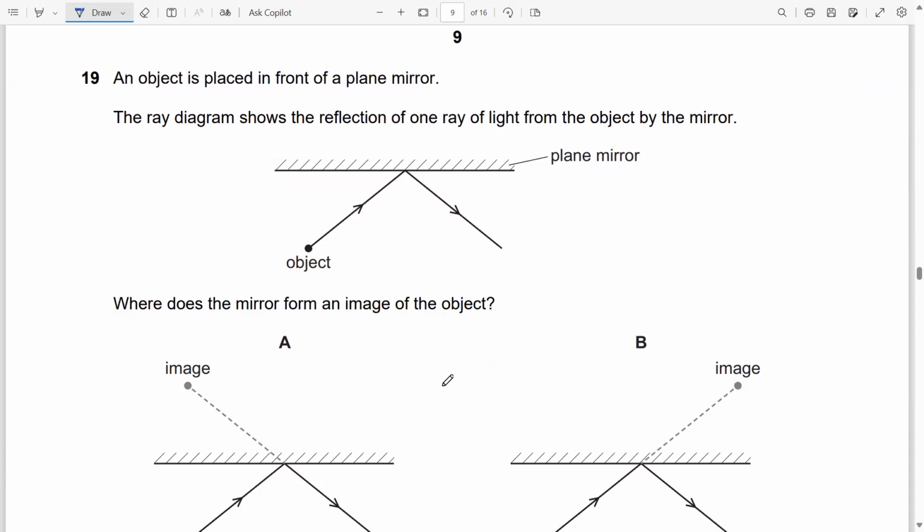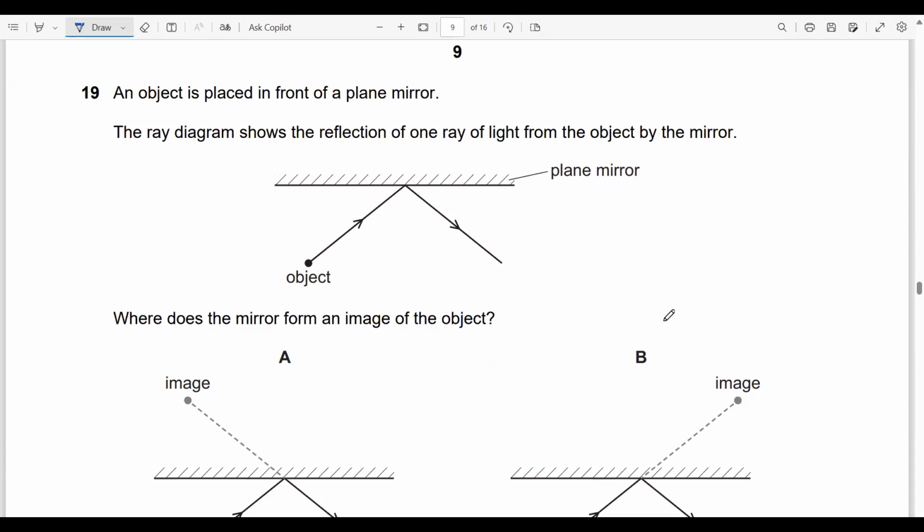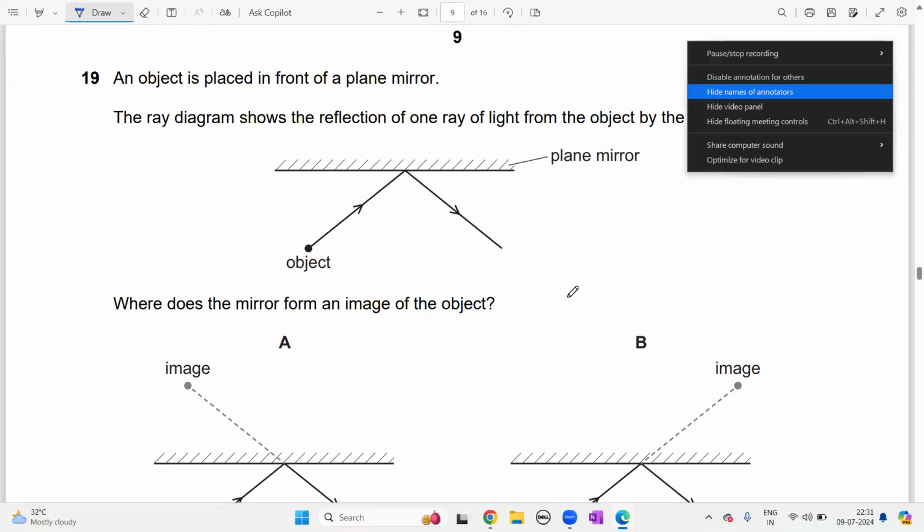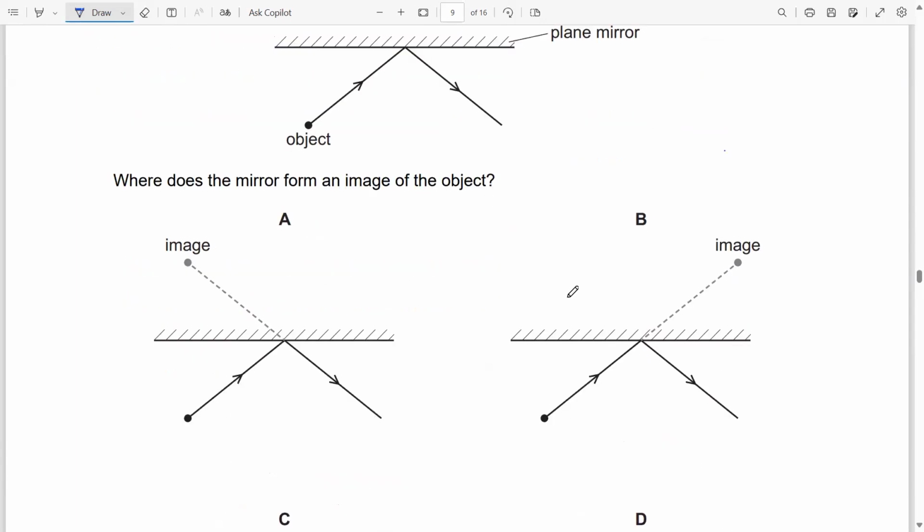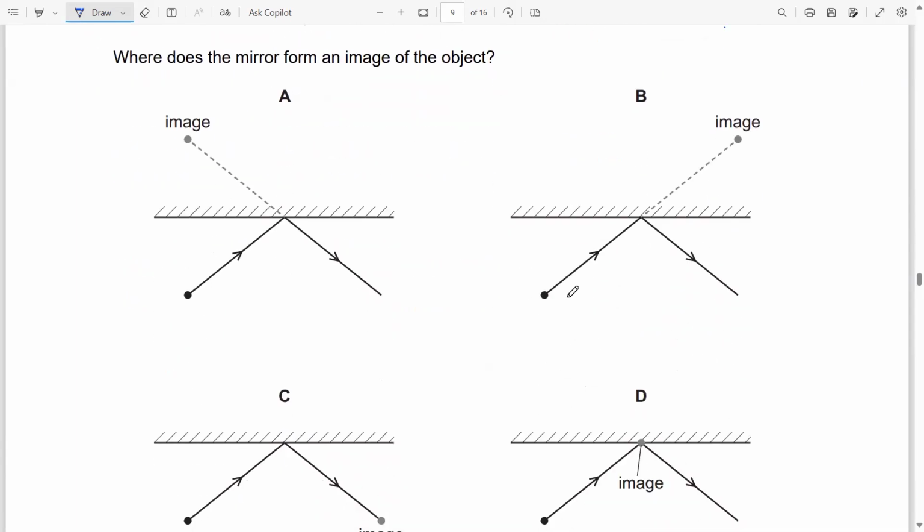Question 19, an object is placed in front of a plane mirror. The ray diagram shows the reflection of light from the object by the mirror. Where does the mirror form an image of the object? So light will come, it will reflect back, and image will be formed here. Option A is the correct one.